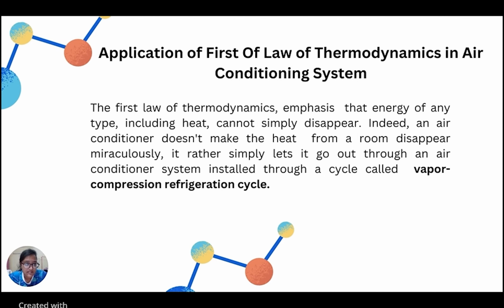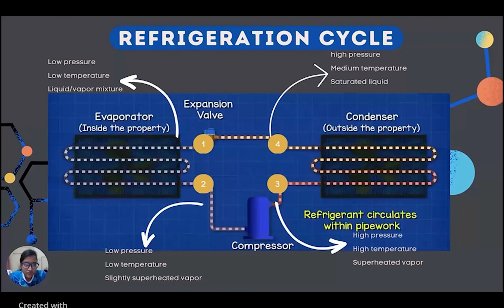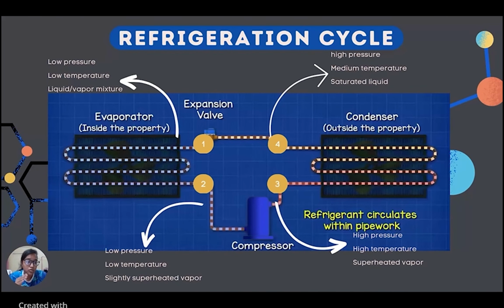Indeed, an air conditioner doesn't make the heat from a room disappear miraculously, as stated by the first law of thermodynamics. It rather simply lets it go out through an air conditioning system through a cycle called the vapor compression refrigeration cycle. So let me explain what the refrigeration cycle is. During the summer days, the main purpose of an air conditioner is to cool down a room. That means it will remove the heat from the hot room.